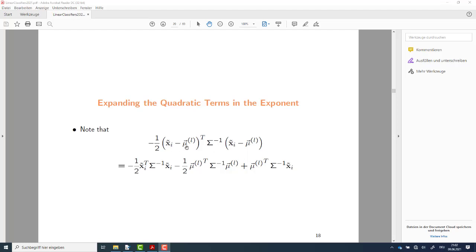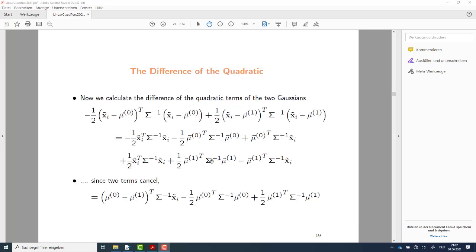So that we are just multiplying out the terms. And we can do the same thing for the difference of 2 quadratic terms with the same covariance matrix. So we have the same x, but we are considering mu0 and mu1. And if we consider this term and multiply everything out, we get this expression here, for the left one, and this one for the right one.